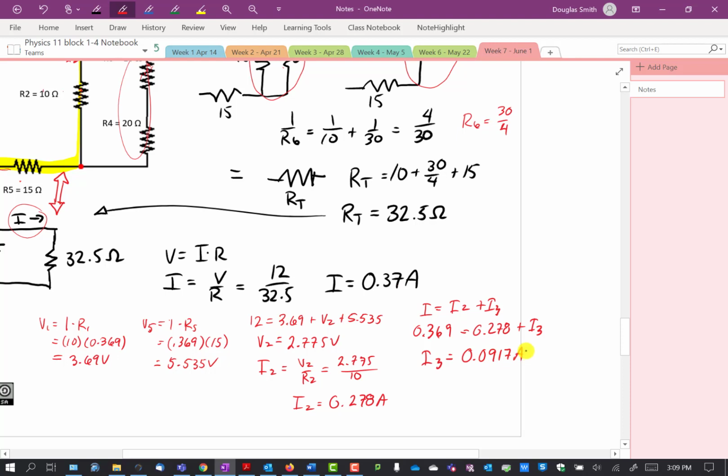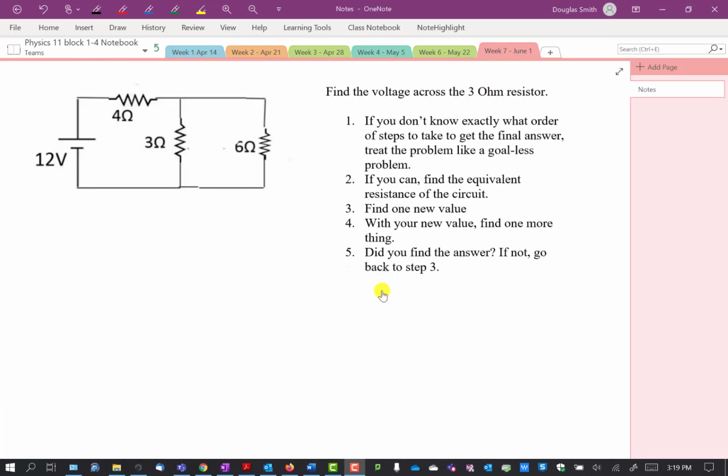Okay, so that's an example of how we can calculate a whole bunch of things from a circuit. We could also find the voltage across R3 and R4 by using the current and the resistance. But I think that's good enough for this problem. So one last example. Here's the circuit. It says find the voltage across the 3 ohm resistor.